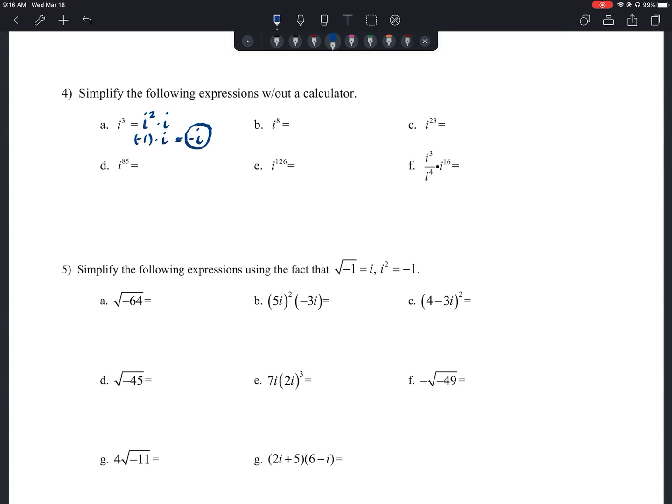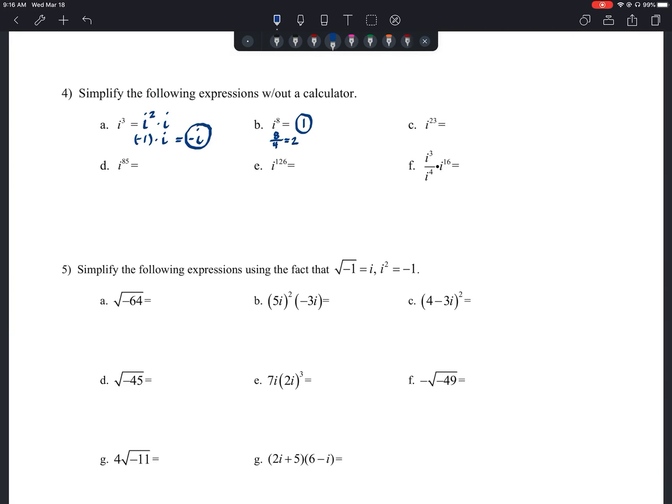Letter B, we have an even number here, right? So remember, we talked about if we can take that exponent, and if it's divisible by 4, then we know it's +1. So 8 is divisible by 4, so this would be a +1. Remember, if it's not divisible by 4 and it's an even exponent, it'd be -1.